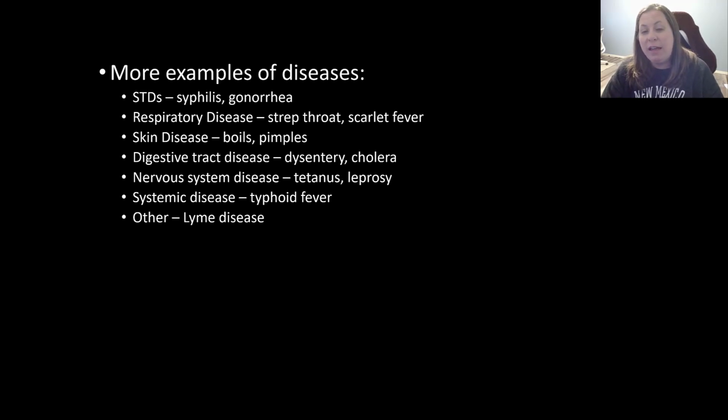In your digestive tract, you could have cholera or dysentery. Those are caused by bacteria issues. And guys, both cholera and dysentery cause the patient to have severe diarrhea and vomiting. So the patient becomes dehydrated very quickly. Some bacteria that can affect the nervous system are things like tetanus.